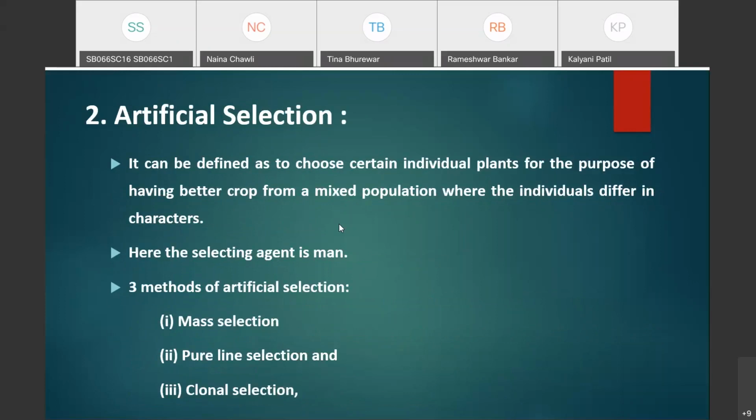Artificial selection can be defined as choosing certain individual plants for the purpose of having a better crop from a mixed population where the individuals differ in character.